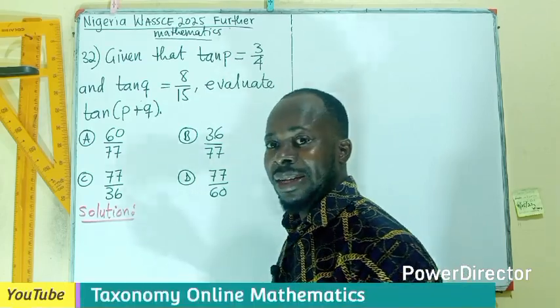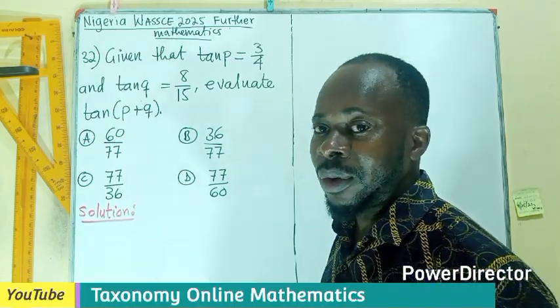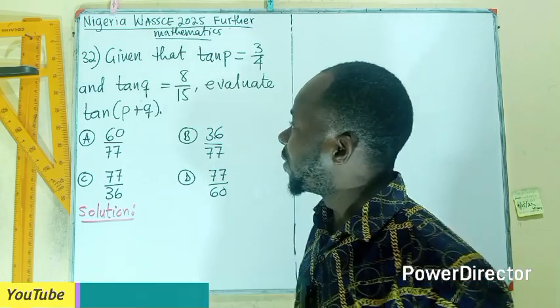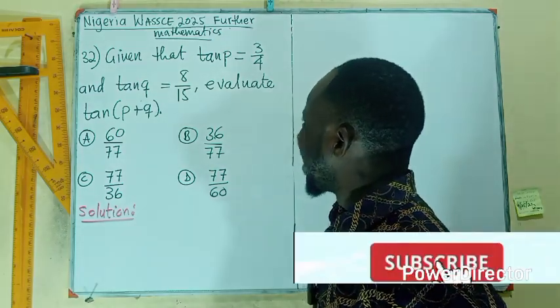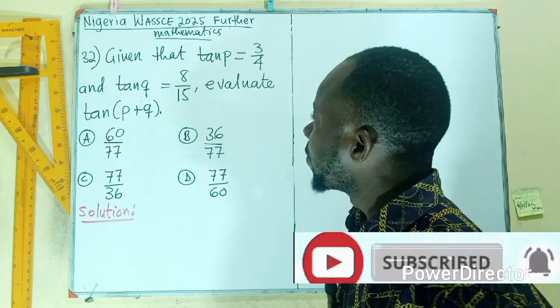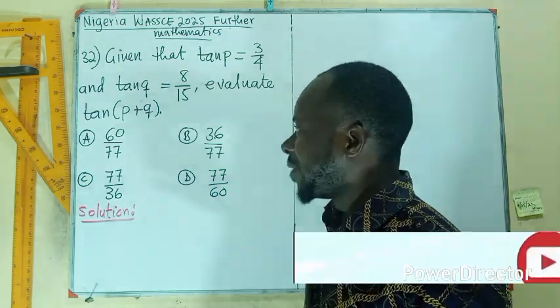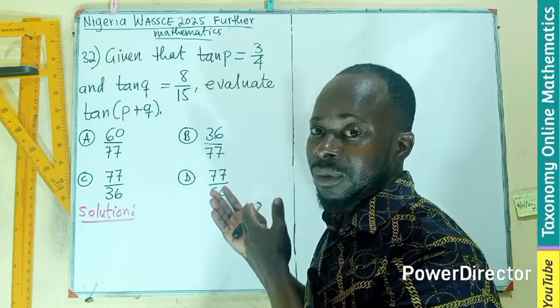Welcome. Question number 32, still on the series on Nigeria WASSCE 2025 Further Mathematics. Given that tan P is 3 on 4 and tan Q is 8 on 15, we have to evaluate the tan P plus Q.